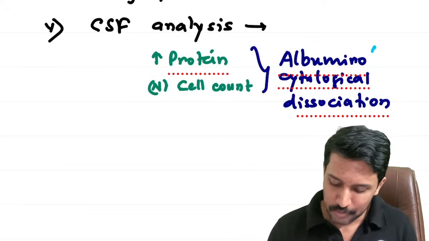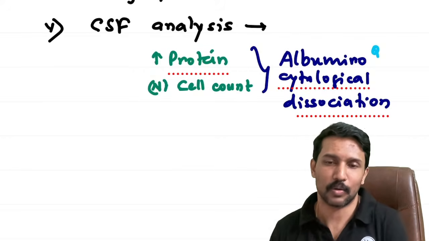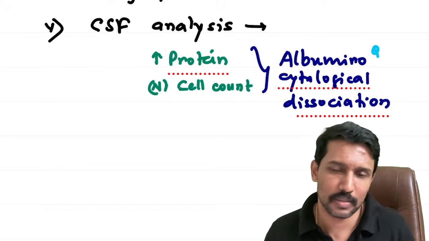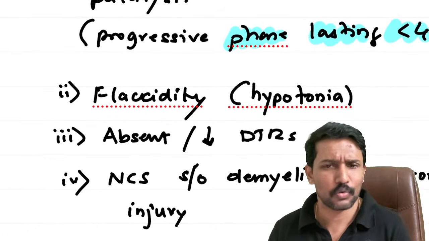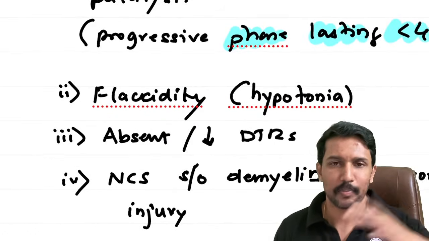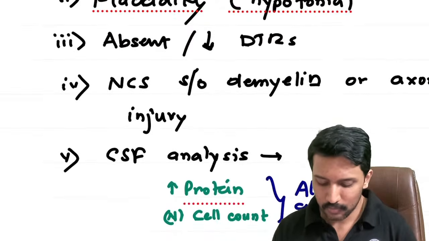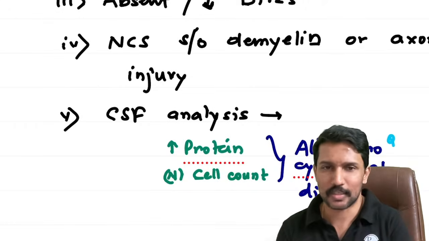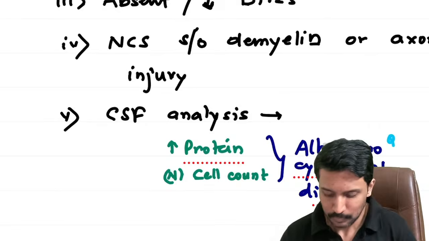This is an important MCQ point as well for your NEET PG exam. Where do you get albuminocytological dissociation? Classically, it can be seen in other conditions, but classically described in GB syndrome. So when you write these 3 features, first 3 are already known to you. That's how we have described the disease. Rapidly progressing ascending paralysis with decreased tone, decreased reflexes. And now lab-wise, nerve conduction study shows either damage to myelin or axon, and CSF analysis shows albuminocytological dissociation.